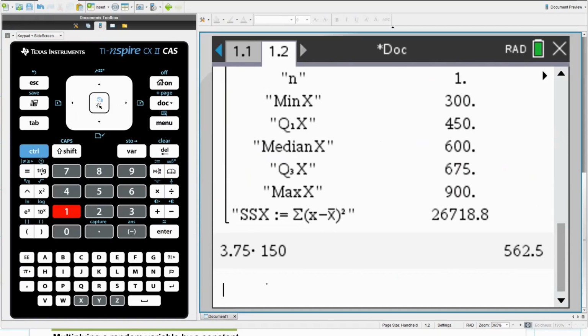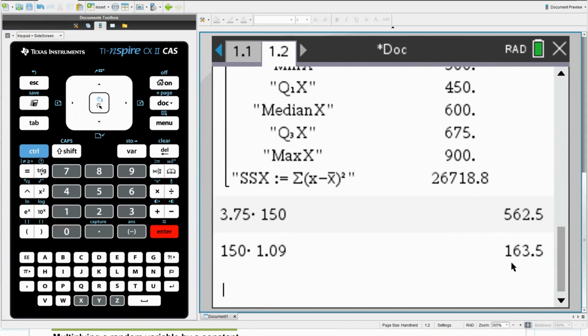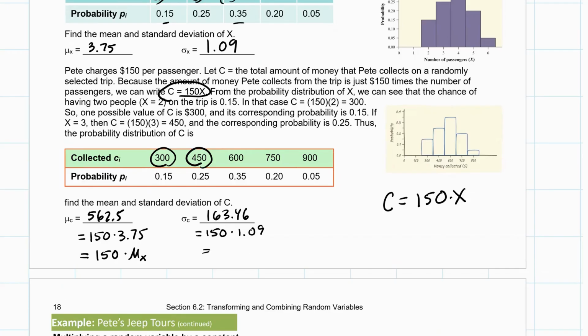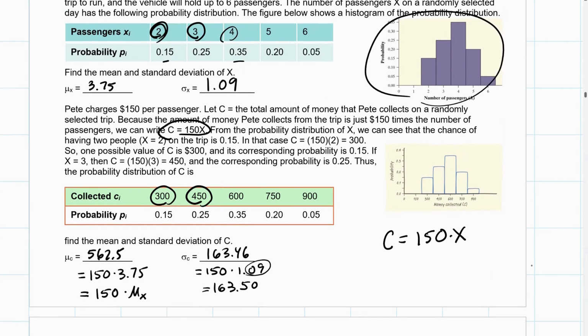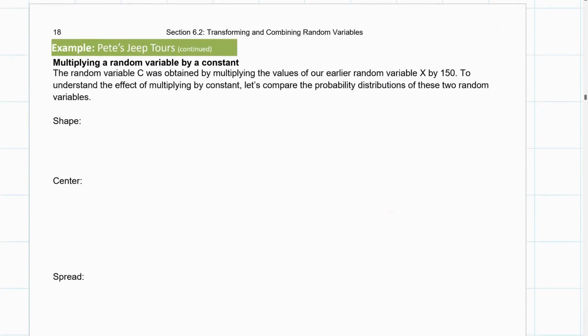Well, let's take a look. 150 times 1.09, and we get 163.50. Oh my gosh, 163.50, not exactly the same number, but we did round on that part. So I think we can successfully say, yeah, those are the same numbers. And what do we see in terms of the shape? Here's the old shape for passengers. Here's the new shape. They look the same. All right, so what do we think? We think the shape stayed the same.